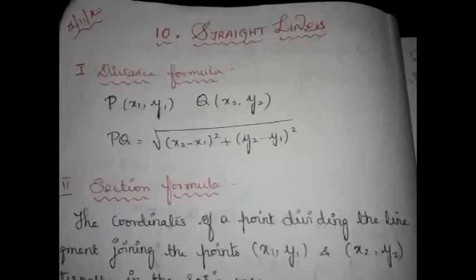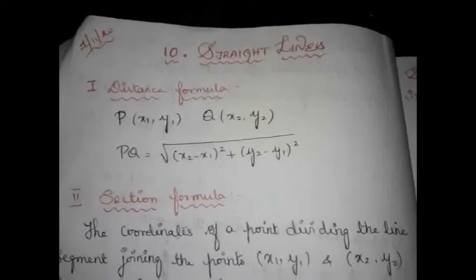In today's class we are going to start the next new chapter, straight lines. This is like the continuation of the chapters on coordinate geometry which you have learnt in your previous classes, like class 8, class 9 and 10. So in straight lines, what are we going to learn?